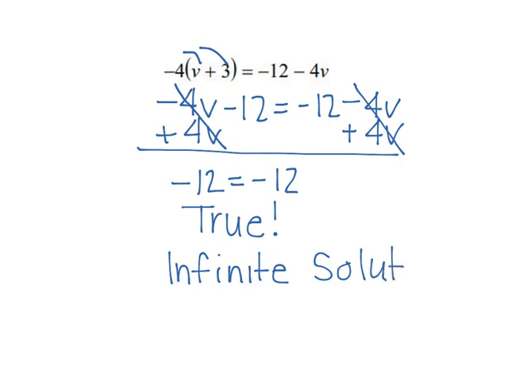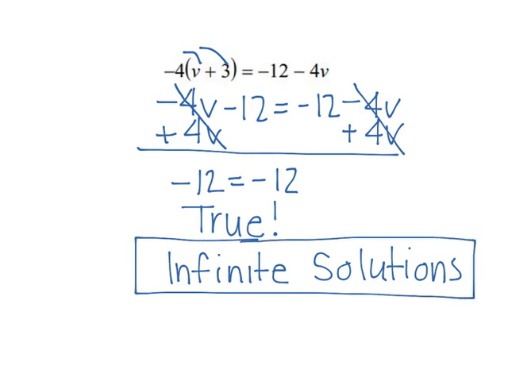That means I can plug in any number for v that I want, and it'll make the equation true. No matter what number I plug in for v, I'm going to get a true equation. So every number is a possible solution to this equation.